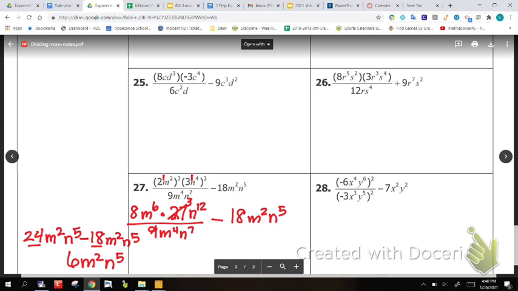Okay, so now what I want you to do is go back and try the evens we have left, and then check them, and I will post all the answers for those on Canvas, and you can fix them. So try those on your own.